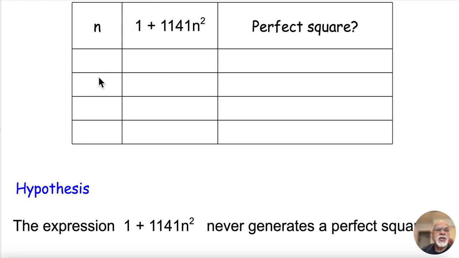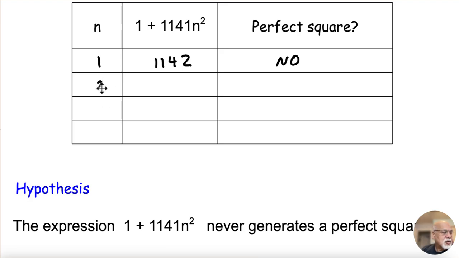If n happens to be equal to 1, this has got nothing to do with calculus, by the way. This is just a point of interest. If n is equal to 1, I put 1 in there, I'll get 1141 plus 1, which is 1142. And if you take its square root, you'll find it's not a perfect square. Okay, so I'll say no.